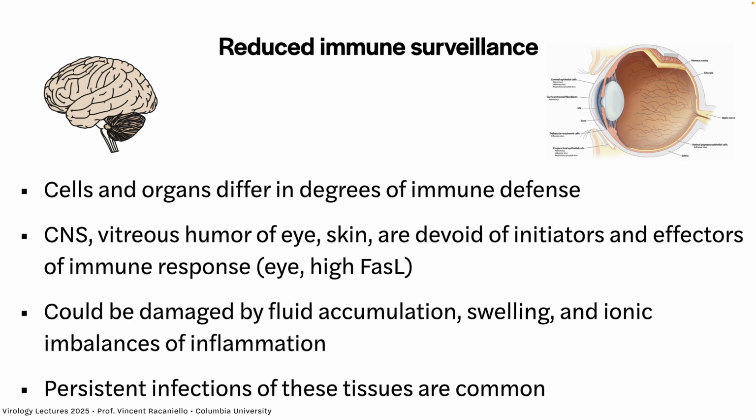CNS, the eye, right? It's an encased sphere with fluid in it. If you get inflammation, it's not good because it can't expand very much. Skin is another one. They're devoid of initiators and effectors of the immune response, in particular the eye contains high levels of Fas ligand, so that if any T cells should get in, they'll be killed immediately. So this is to protect these tissues from immunopathology, but unfortunately, the result is you get persistent infections because you can't clear the virus from them.